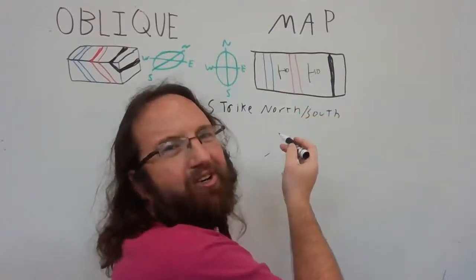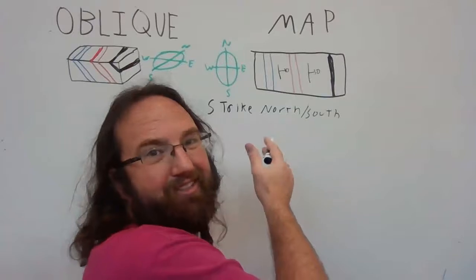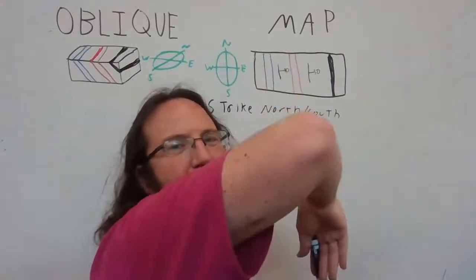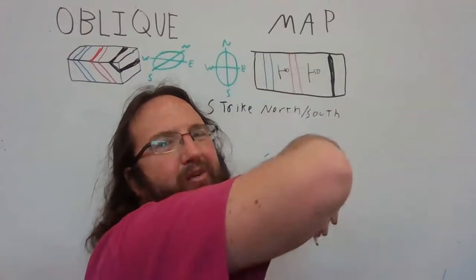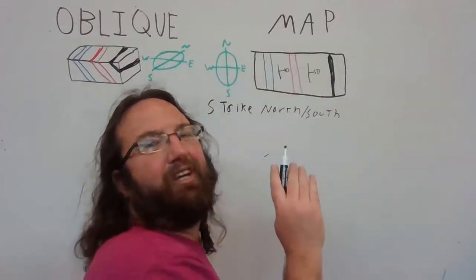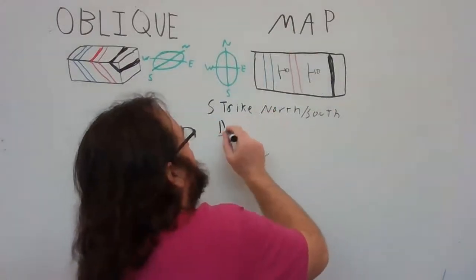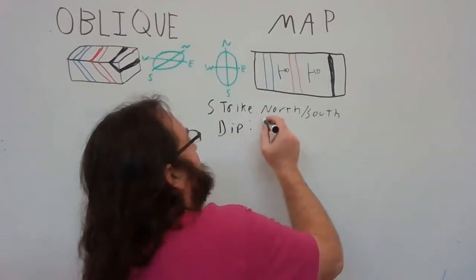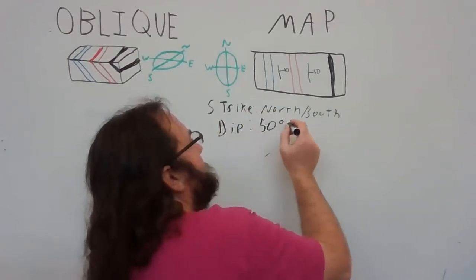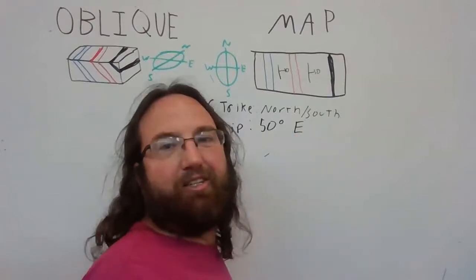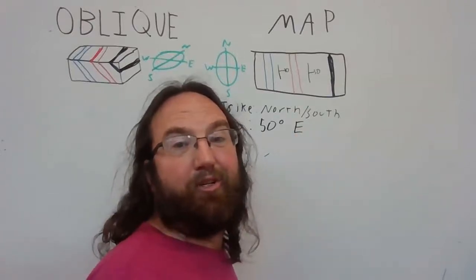And you can put one here or the other. It doesn't matter. This is the strike direction. It's reversible. It doesn't care whether you're going this way or that way, as long as it lines up and is parallel. And your dip is going to be 50 degrees to the east. That's how you might write it in your field notebook.